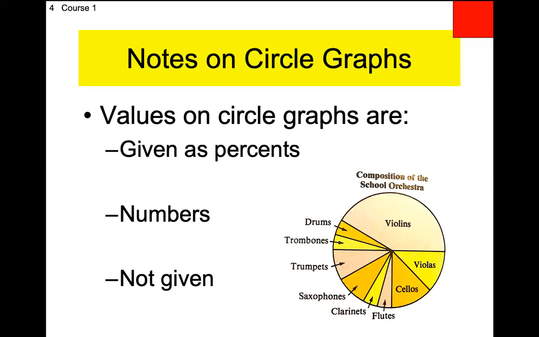So I don't know how many violins are in this choir, but I do know they make up the majority of the orchestra. And the smallest section there, well, that's kind of hard to see. It looks like it's either drums, trombones, clarinets, or flutes, right? One of those is the smallest, but since there's no numbers and the pie parts look to be about the same, I can't really tell.